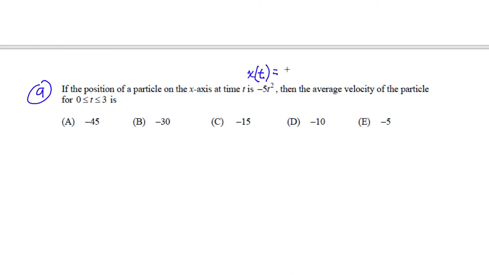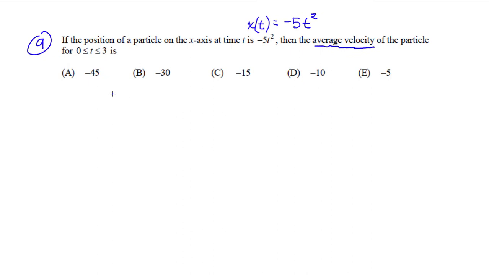X of t is equal to negative 5 t squared. I'm looking for the average velocity. I'm going to underline that because that's the key word. So you have to know the definition of average velocity.